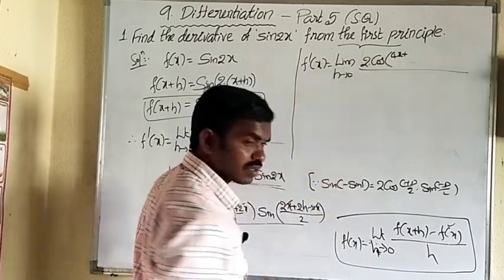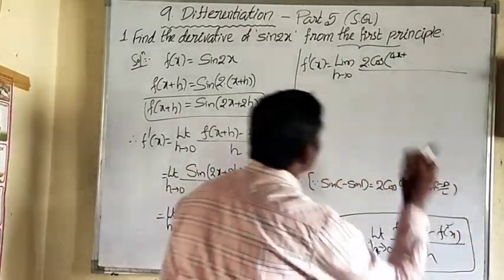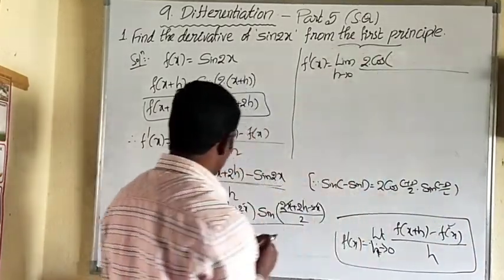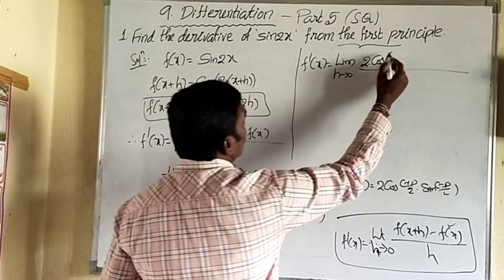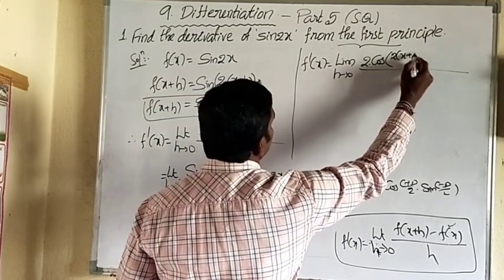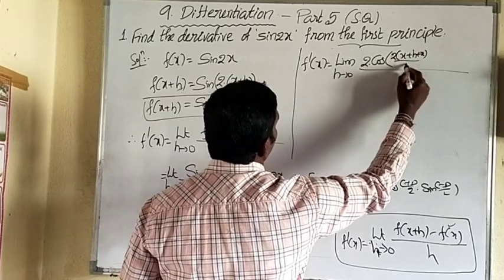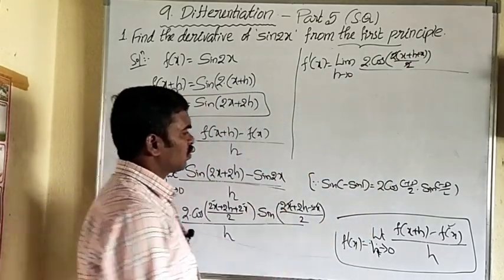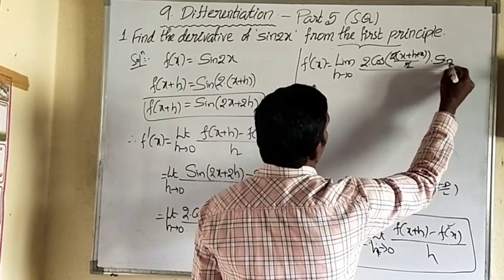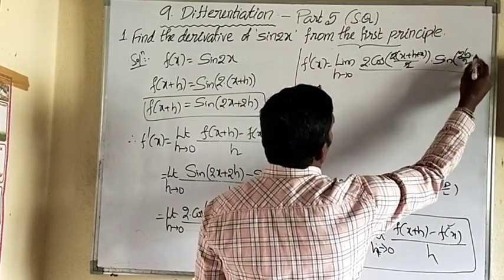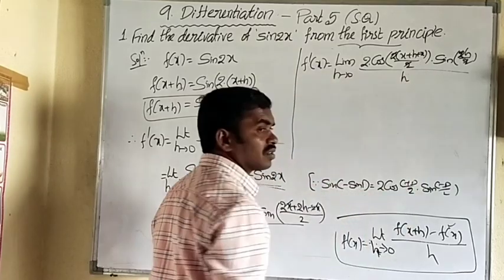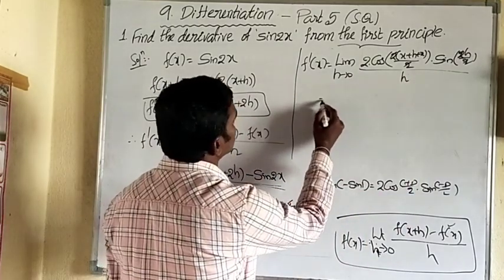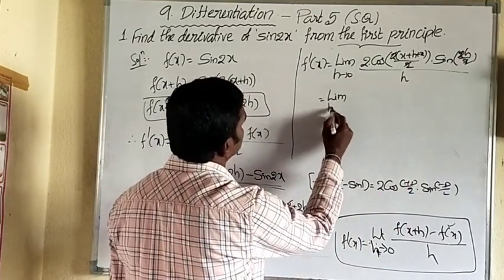4x plus, otherwise we can take 2 common, am I right? In all terms, in each and every term 2 is common. So taking 2 common, x plus h plus x by 2. So of course 2 cancels, and here sin 2h by 2, 2 cancels by h. Okay. So which is equal to limit h tends to 0.